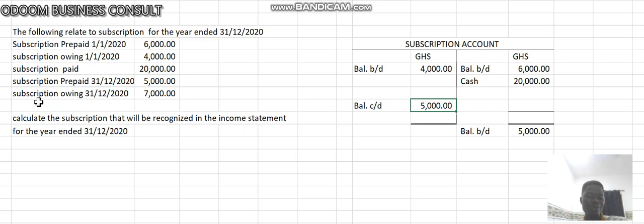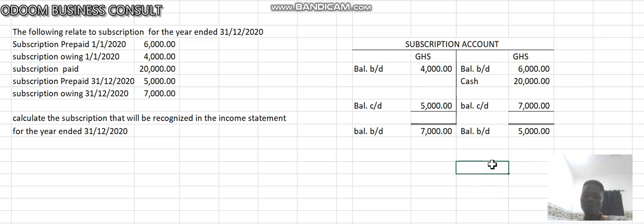Yes, so the next one is subscription owings. And we know that all owings are what? Are assets. And all assets have a debit balance. So the balance brought down comes to the debit side. And because it is a closing item, the brought down will come after the account has been balanced off. So the balance brought down comes here, 7,000. And then our carry down will come here. Our carry down comes here as 7,000.